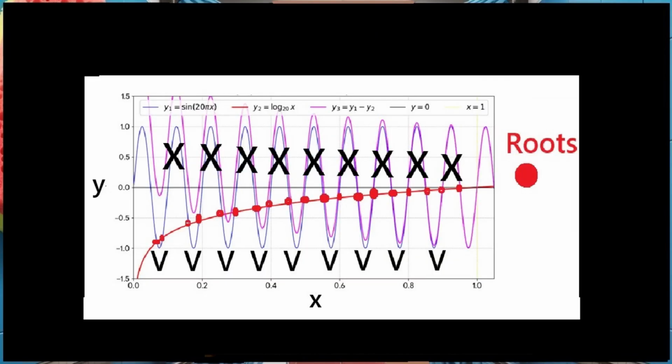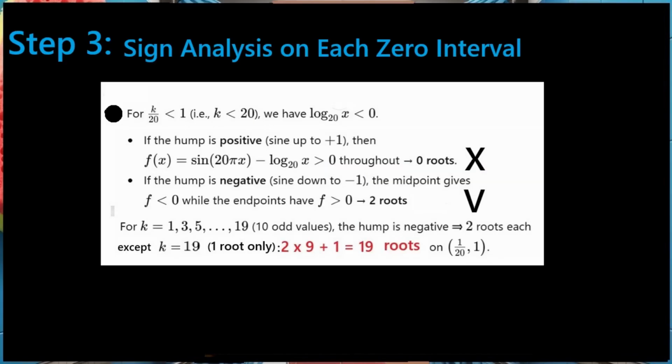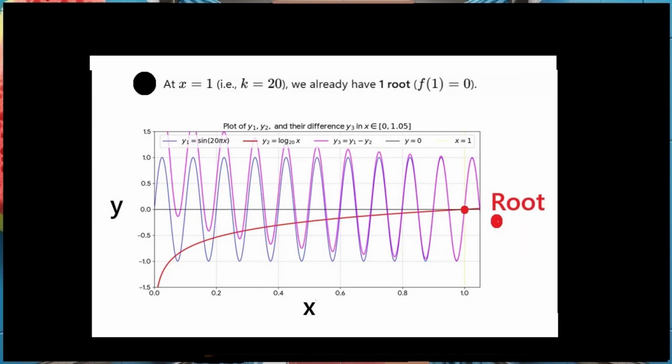For the odd integers k equal to 1, 3, up to 19, there are exactly 10 negative humps, each producing 2 roots, except at the integer equal to 19, where the upper endpoint lies at x equal to 1, giving only one distinct root. So, on the interval 0.05 to 1, we obtain a total of 19 roots. As we mentioned earlier, there is one distinct root at x equal to 1.